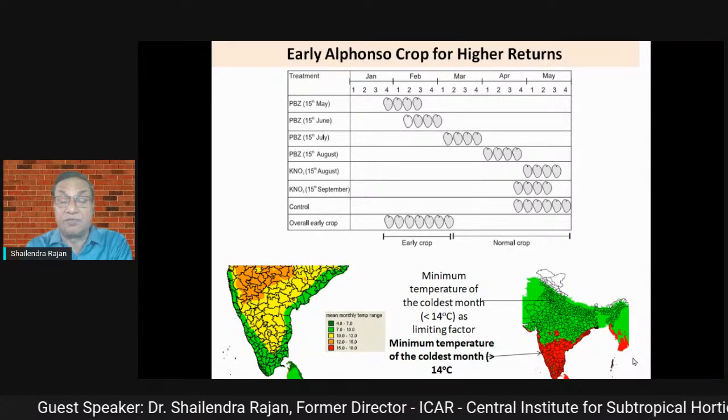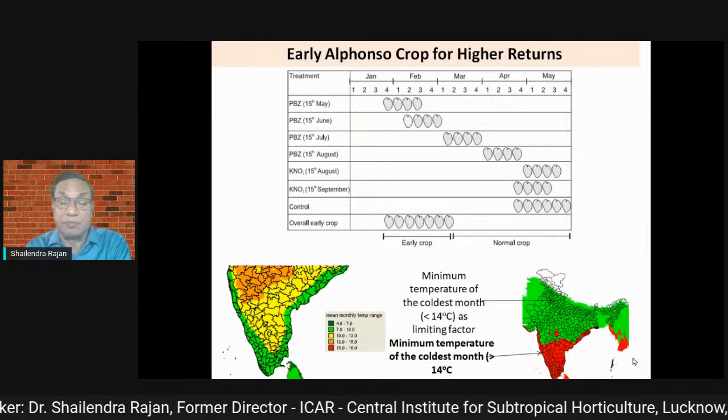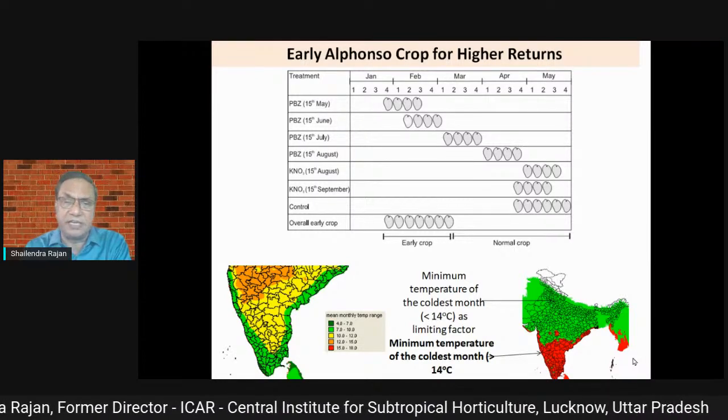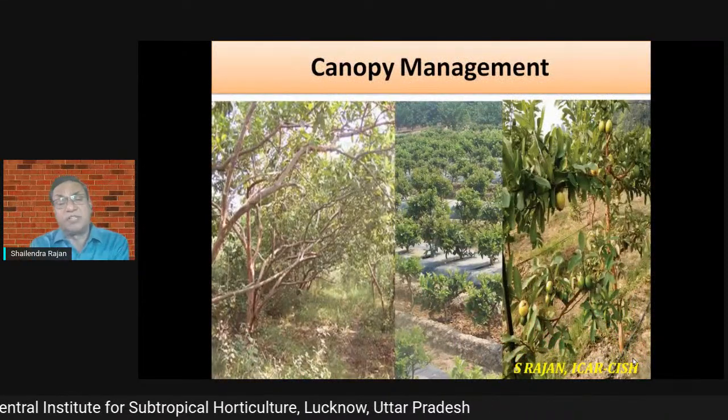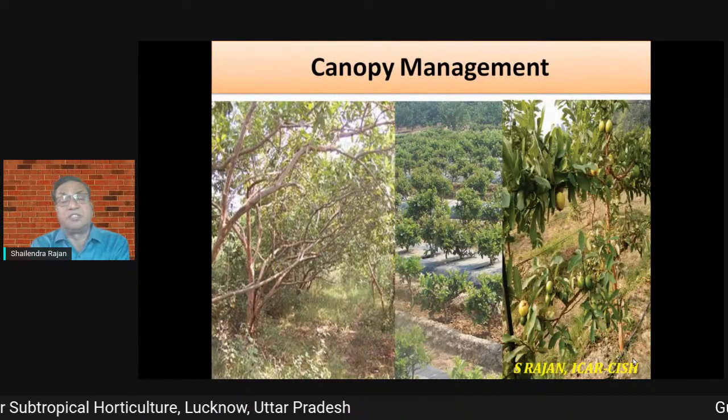But in the case of northern parts, if you apply early, early flowering will take place. It is not good for the crop. So canopy management is one of the areas where different technologies are coming up.